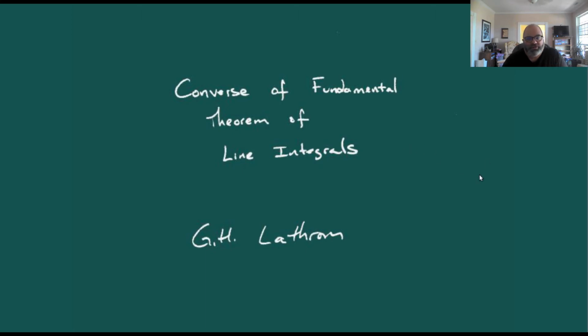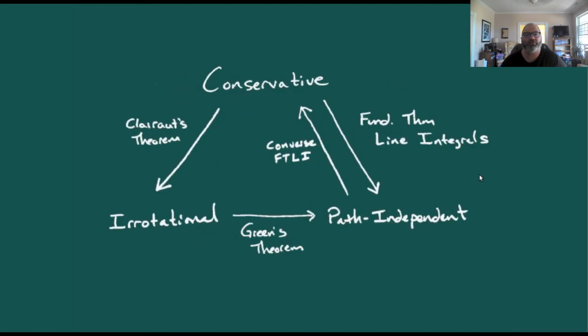Greetings everybody. Let's take a look at the converse of the fundamental theorem of line integrals. And so what we've got at this point is this setup, that we've got this notion of a conservative vector field, so you're the gradient of some function. From Clairaut's theorem, that says that if we take the curl of a conservative vector field, that one is going to be 0.